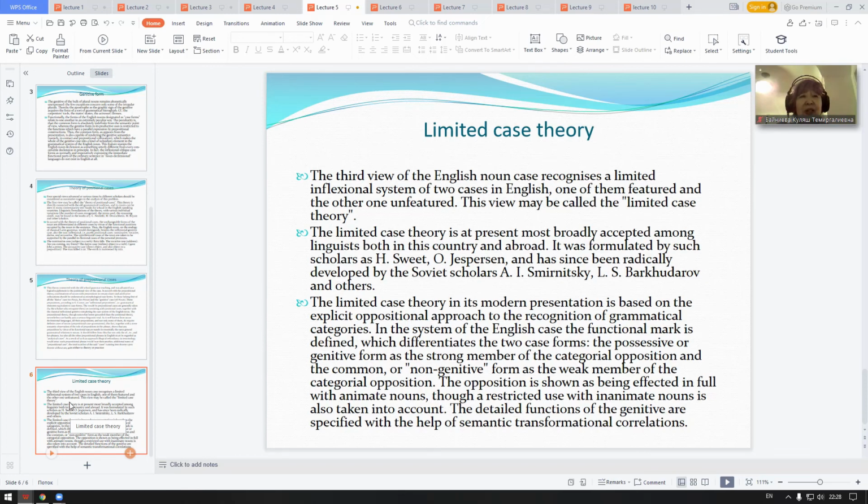The opposition is shown as being effected in full with animate nouns, though a restricted use with inanimate nouns is also taken into account. The detailed functions of the genitive are specified with the help of semantic transformational correlations. Thank you for attention.